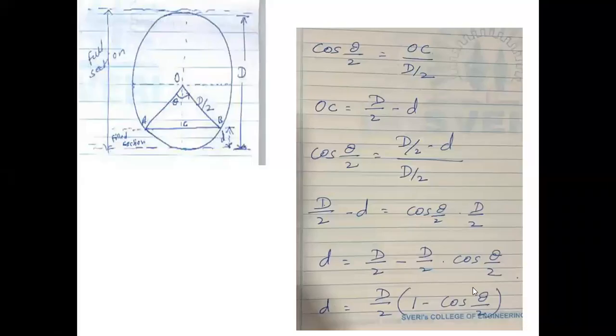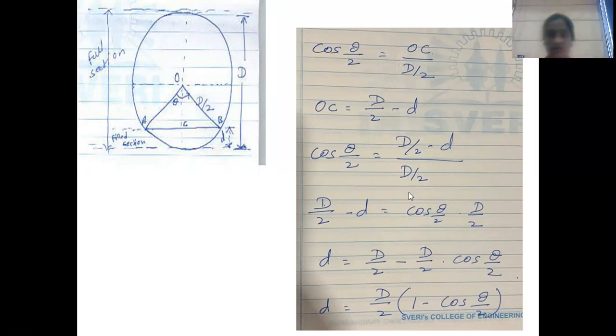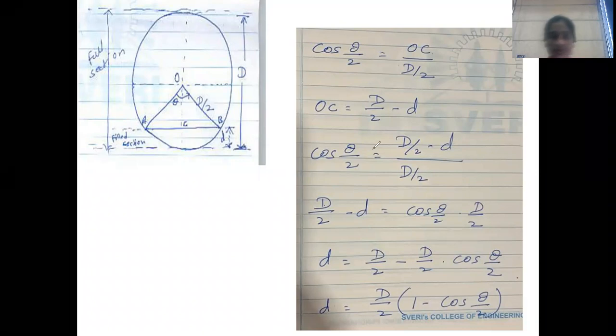Okay, hope you have finished. So cos theta by 2 is equal to OC upon D by 2, and then OC is nothing but D by 2 minus small d. Then D by 2 minus d is equal to cos theta by 2 into D by 2. So I hope you have understood this derivation.